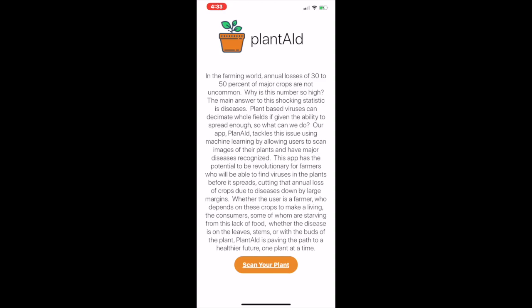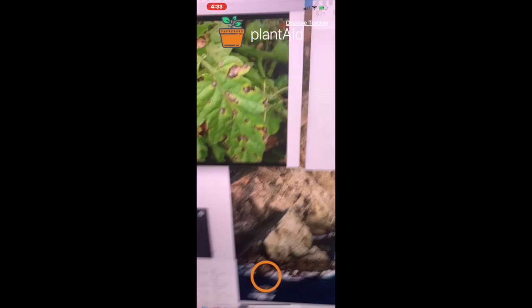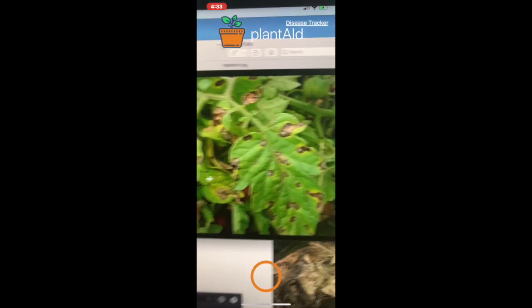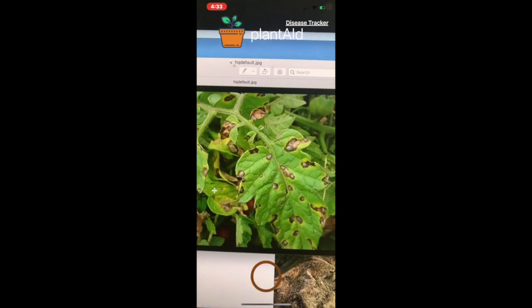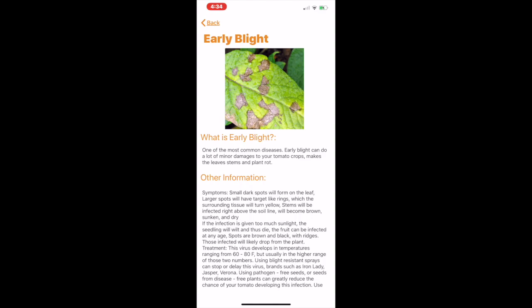Now here we can see our app in action. For example, if I try to scan our plant, here I have an example of two plant diseases. So here we could scan this, giving it a second to load. Here, this is early blight, another common plant disease. And we can look through some of the information.